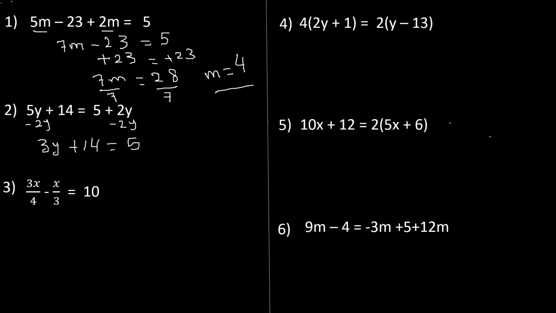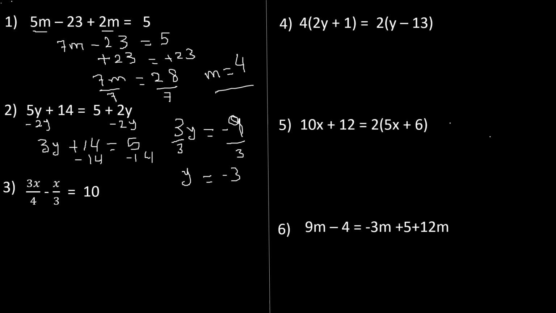Now we need to cancel 14 by adding negative 14. Then we will get 3y equals 5 minus 14, which is negative 9, over 3, over 3. We will get y equals negative 3. Let's go to example number 3.